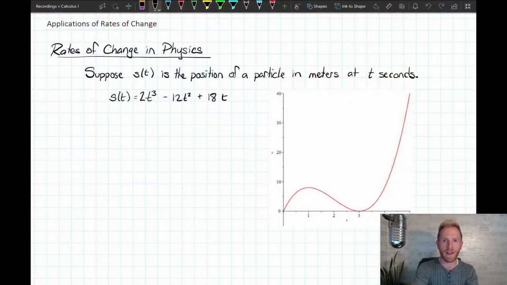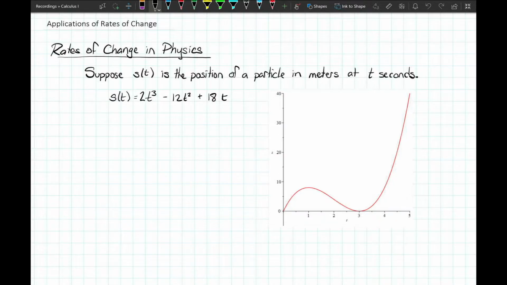Now let's start off with one that you may already be familiar with, and that's in physics. We can take a look at many different applications in physics, but one that's probably most familiar is thinking about the position of some sort of object with respect to time. And then if we take the derivative, we're looking at the rate of change of that position with respect to time. And that's what we call velocity.